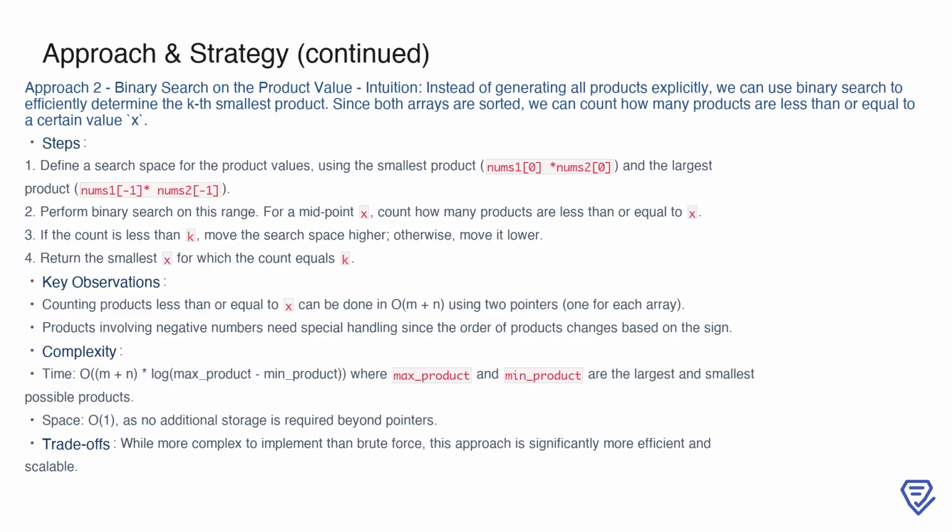For a midpoint value, we calculate the count of products less than or equal to it using a two-pointer technique, which runs in m plus n time. Depending on whether this count is less than or greater than k, we adjust the search range. This approach is highly efficient, with a time complexity of (m plus n) * log(max_product minus min_product), and it requires only O(1) additional space. However, it does require careful handling of edge cases, especially when negative numbers are involved, as they can affect the product ordering. Despite being more complex to implement, this method is significantly faster and more scalable than brute force for larger input sizes.